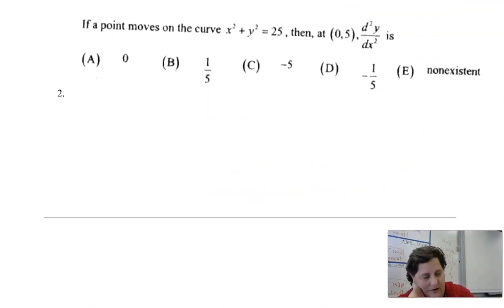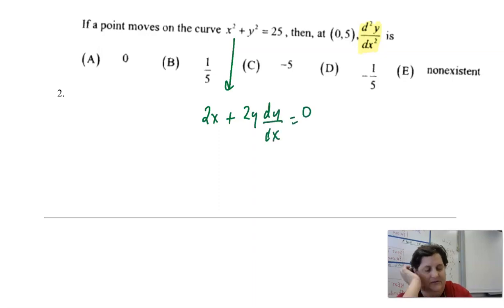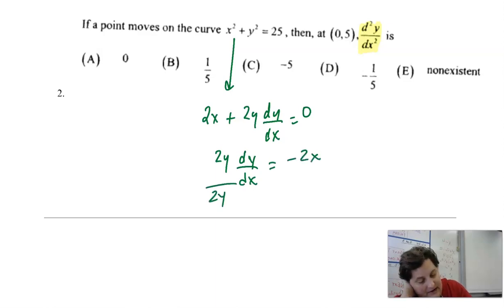On number 2, we are looking for our second derivative. Second derivative, okay? Cool. So let me come down here. The derivative of x squared is 2x. The derivative of y squared is 2y dy/dx. And the derivative of 25 is 0. Okay, if I subtract the 2x to the other side, and then divide both sides by 2y, I get dy/dx. I can go ahead and cross out those 2's, get negative x over y, okay?